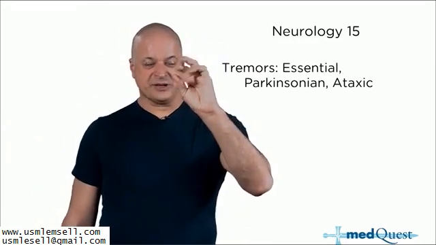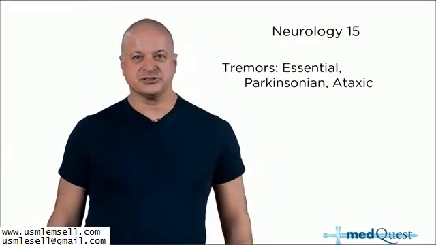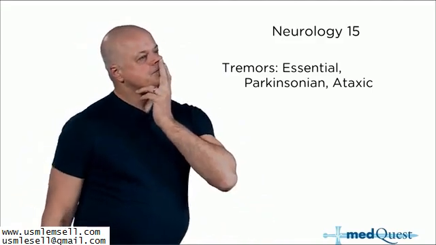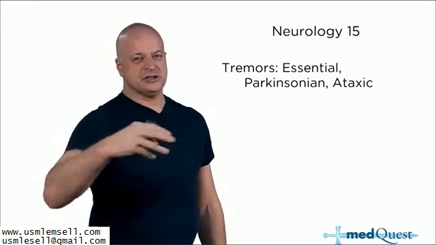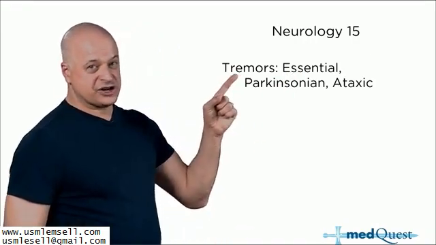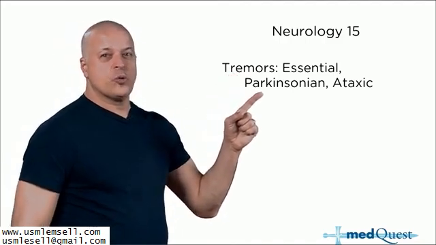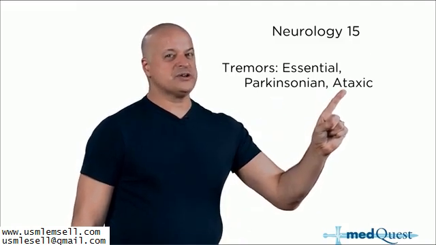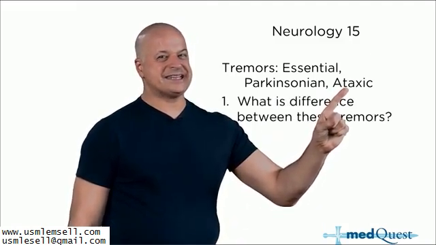Dysdiadokinesis, rapid alternating movements, cerebellar lesions. So, tremor. A tremor that occurs both at rest and with exertion is an essential tremor. When you have a tremor that's only at rest, that's Parkinsonism. When you have one that's only with exertion or reaching for things, that's ataxia.